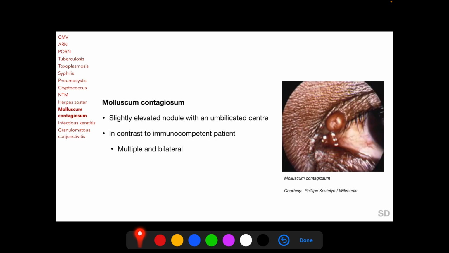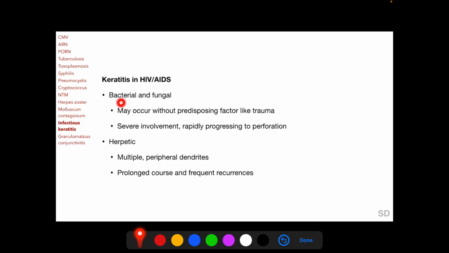Molluscum contagiosum is a viral infection with a pox virus and presents with a slightly elevated nodule with an umbilicated center. Immunocompetent patients usually have a single lesion, but in immunosuppressed patients, molluscum contagiosum lesions are typically multiple and bilateral. Bacterial and fungal keratitis in HIV and AIDS may occur without a predisposing factor like trauma, and the keratitis is usually severe, rapidly progressing to perforation.